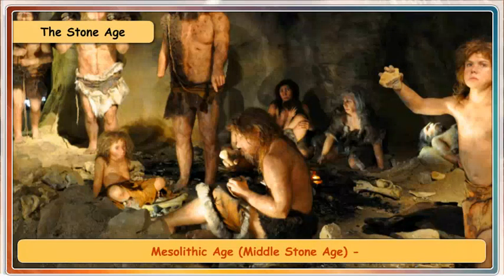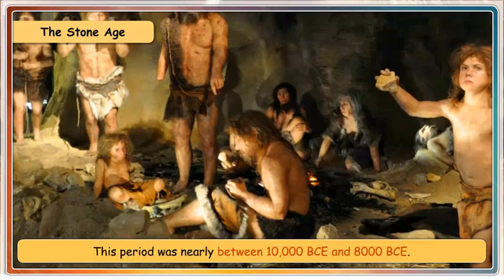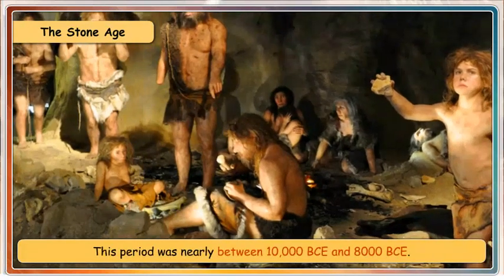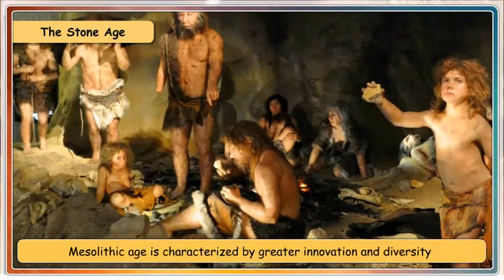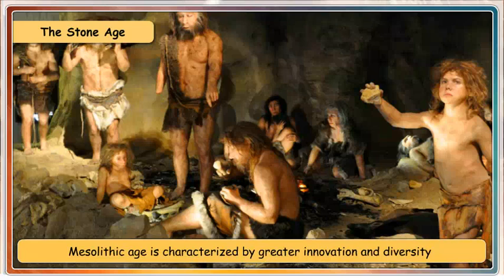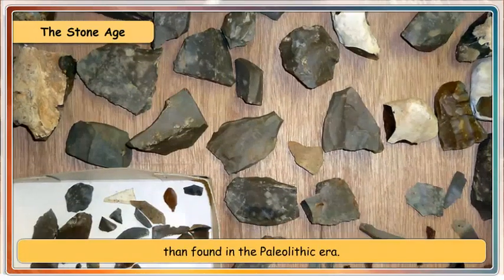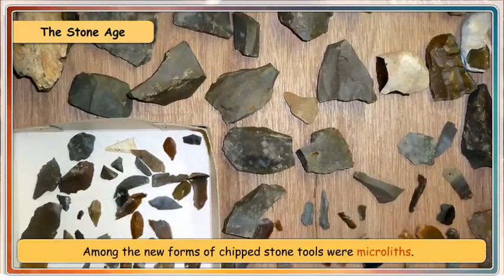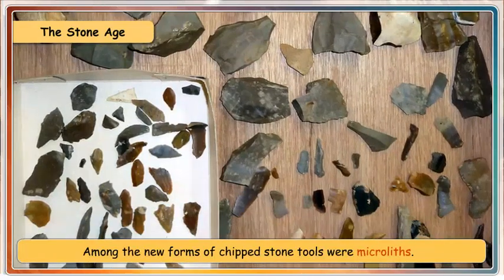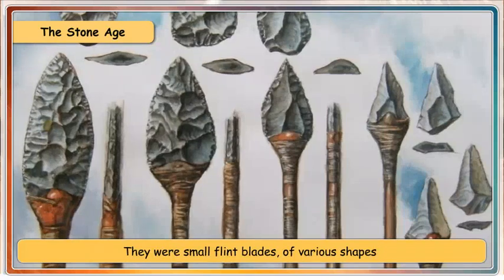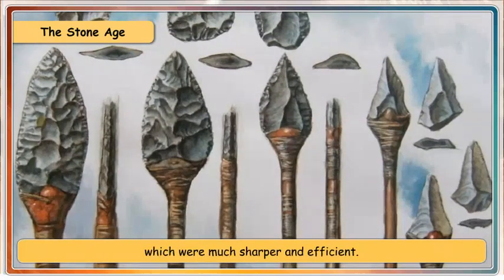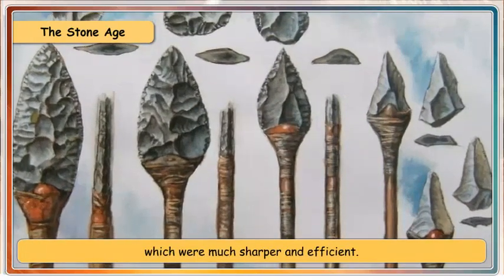Mesolithic Age, that is, Middle Stone Age. This period was nearly between 10,000 BCE and 8,000 BCE. Mesolithic Age is characterized by greater innovation and diversity than found in the Paleolithic era. Among the new forms of chipped stone tools were microliths. They were small flint blades of various shapes which were much sharper and efficient.